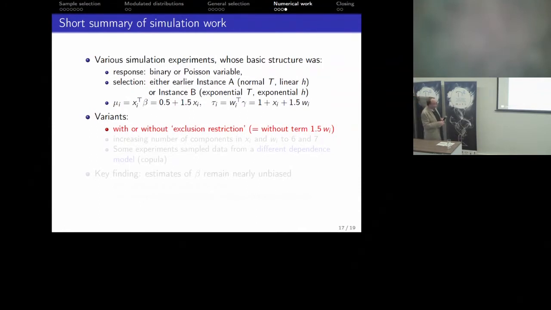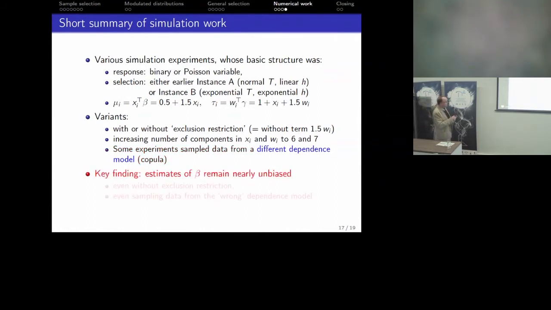So a variant is to chop off this component. Or another variant is to increase the number of active components. Here there are 2, here there are 3, but up to 6, 7 for each side. And also, and that was quite a challenging thing, we generate data from an entirely different kind of model, originated from the copula model. The key findings are the important thing.